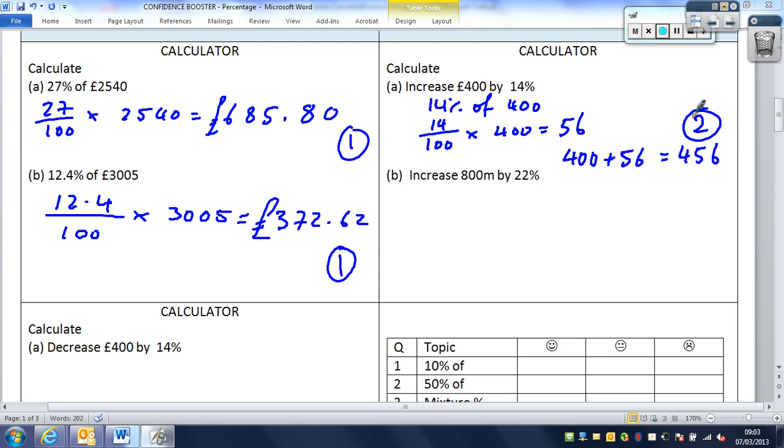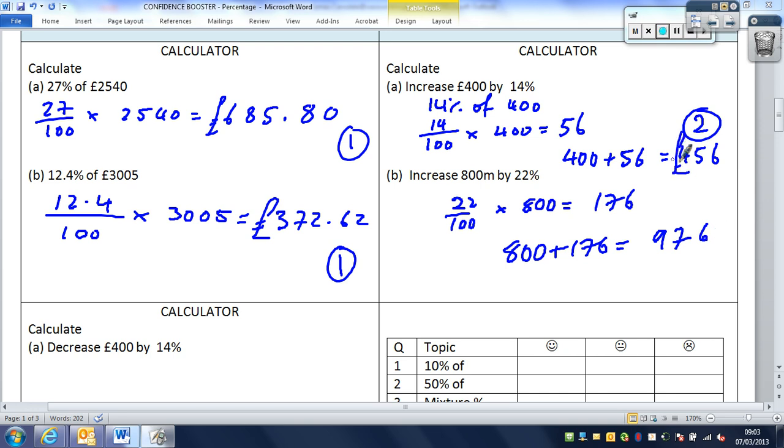Right, this one, same idea then. So 22 over 100, because that's 22%, times 800. What did that give you? 176. 176, 1 mark. Second mark, 800, add 176 is 2 marks, which is 976. Oh, I've got units again. Pounds, and this one is metres. So that's 2 marks. In the assessment, if I do not see this bit, watch, you're not going to get full marks. You'll get 1 for the final answer, okay? So just convince me you know what you're doing by increasing. Obviously you do know, because you have to get the final answer.